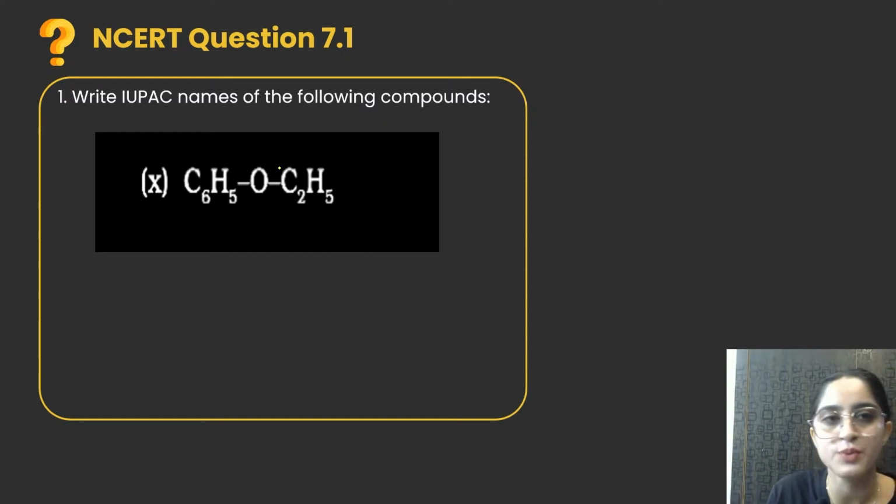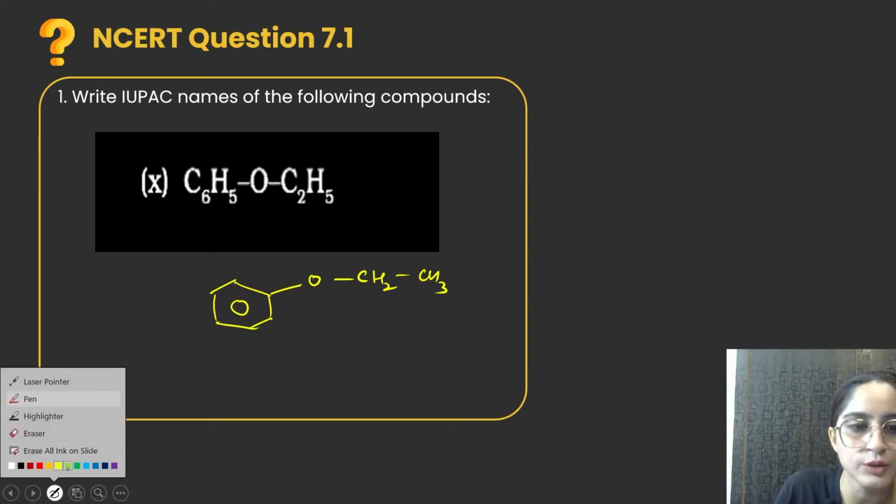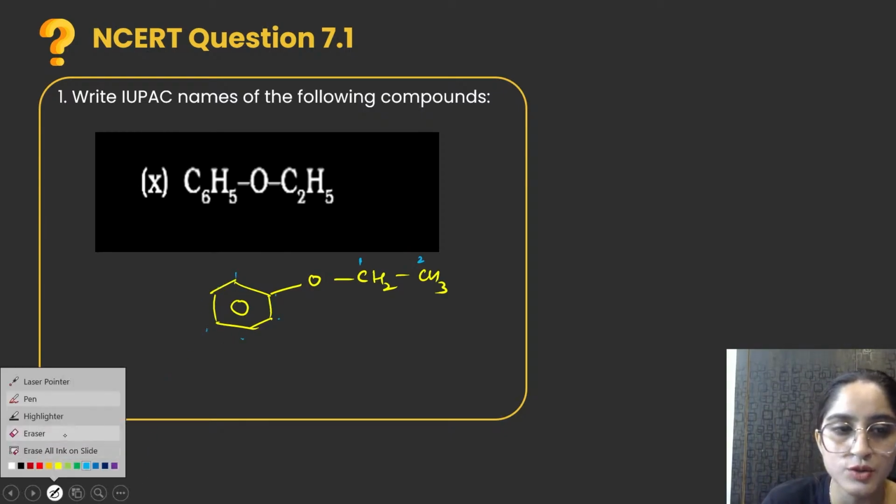Acha, what about this one, beta? Any answer to that? Here you have, this is your benzene ring, hai na? And this is your O, this is CH2, this is CH3, right? So I have a choice, either I can select this one or I can select this one. So what am I going to select here? Which is the longer one? This is having 1, 2 carbons. This is having 1, 2, 3, 4, 5, 6 carbons. Right? So what should I select?